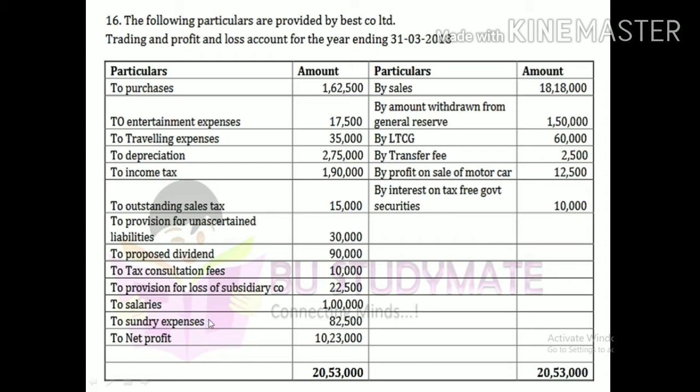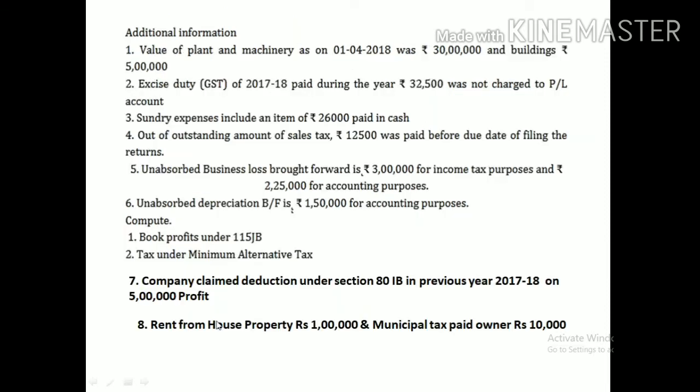Then sundry expenses, be careful. If any adjustment is there, treat according to that adjustment, then decide whether it is admissible or inadmissible. If there is no adjustment, the full amount is admissible or allowable. Please check for any adjustment. Yes, we have one here, number 3. Sundry expenses include an item of rupees 26,000 paid in cash. The very important thing is that if any amount is paid in excess of 10,000 in cash, the entire amount is inadmissible.